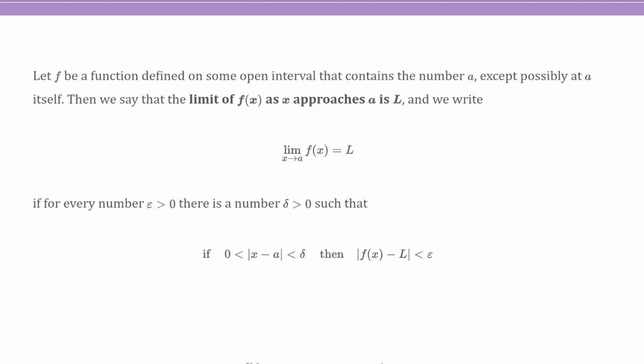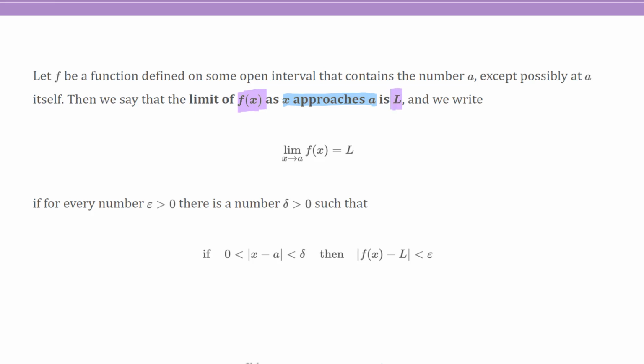So let's talk. Let f be a function defined on some open interval that contains the number a, except possibly at a itself. Remember interval notation, like -1 to 3 or something? Those are x values. So we're saying our a is somewhere in between some open interval of x values. Maybe it's -1 to 3. Maybe it's 1,000 to 3 trillion. I don't know what it is. That's all that's saying. So then we say that the limit of f of x as x approaches a is L.